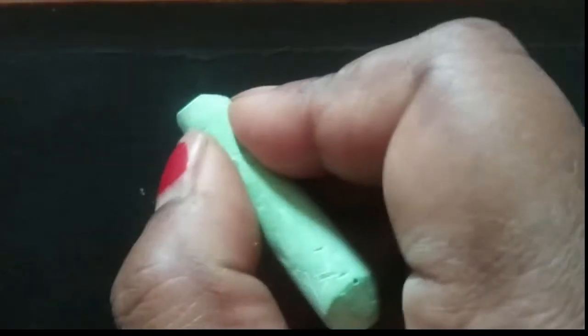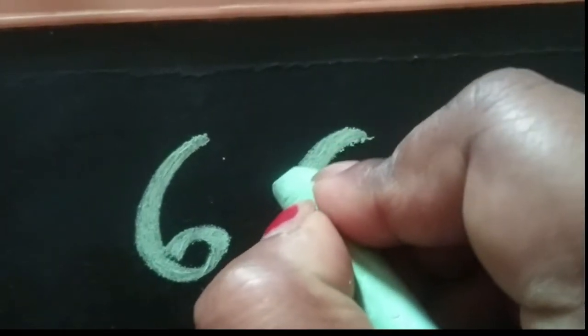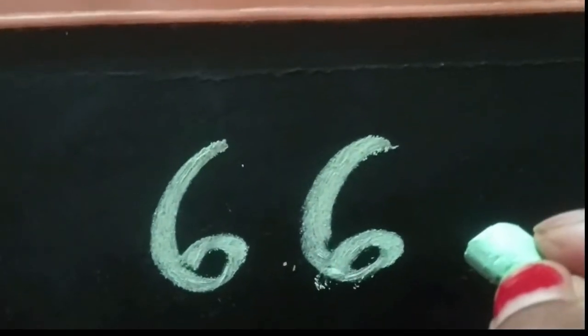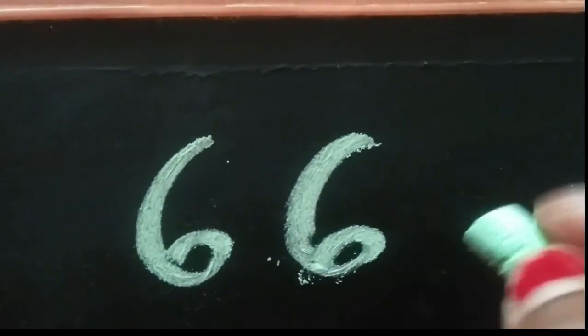So far we have learned number 1, number 2, number 3, number 4, and number 5. So 5 after which number? Yes, number 6. We need a curve, join a small curve. A curve, join a small curve. That makes number 6. Very simple.